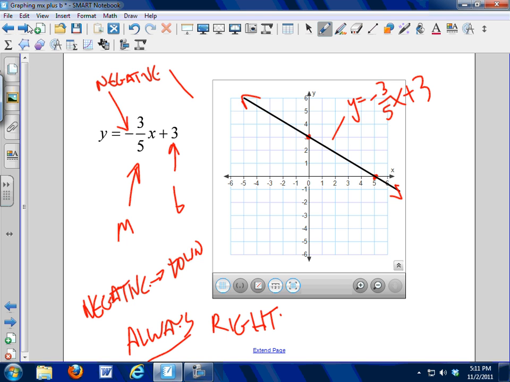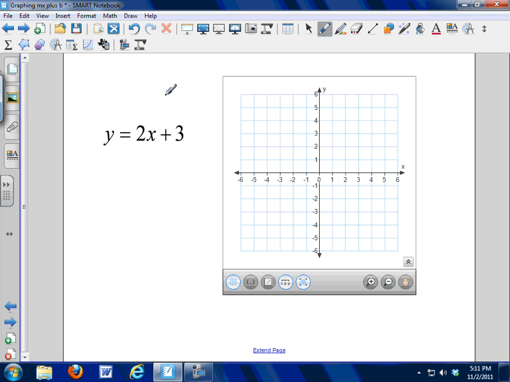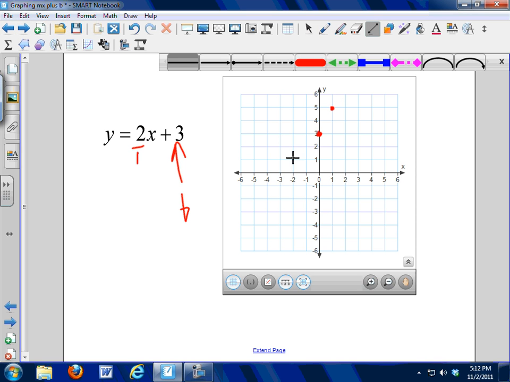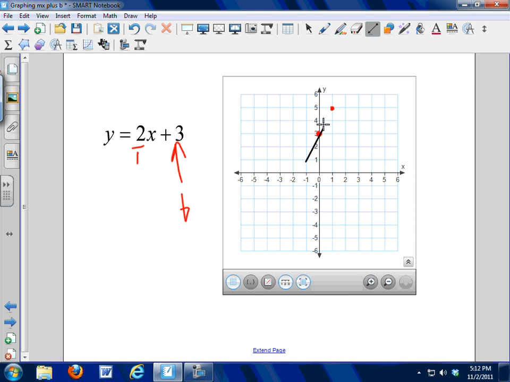Okay, so what else we got? All right, so this one seems like it's a little not the same thing, but we've got our beginning spot right there at 3. It's our y-intercept. And then we're going to go this way 2. But what do we do with 2? How do we go about that? Remember that 2 is the same as 2 over 1. So my up is 2, my over is 1. So from here I go up 2, over 1, get my line tool, draw on the line, something like that. Yeah, that's about right.